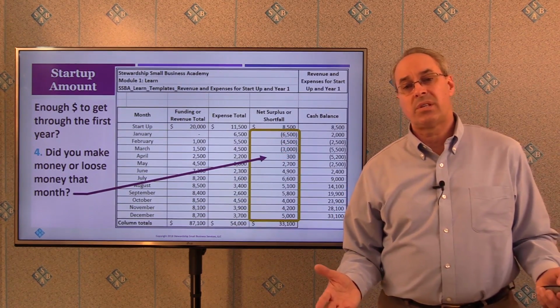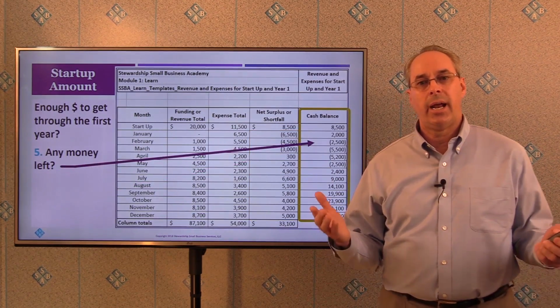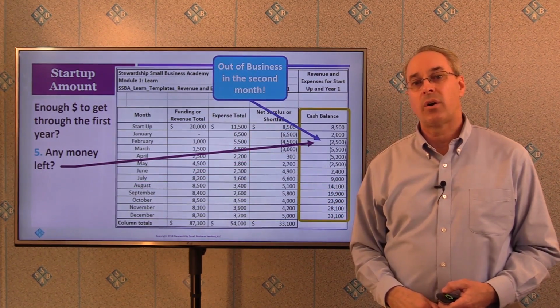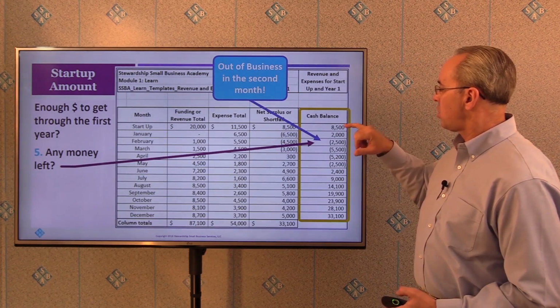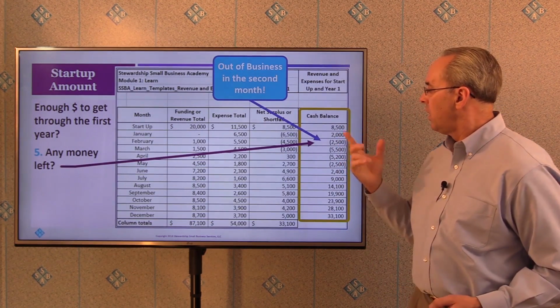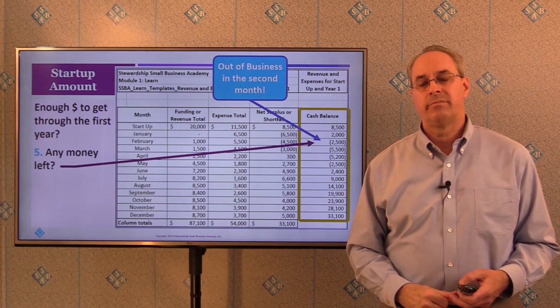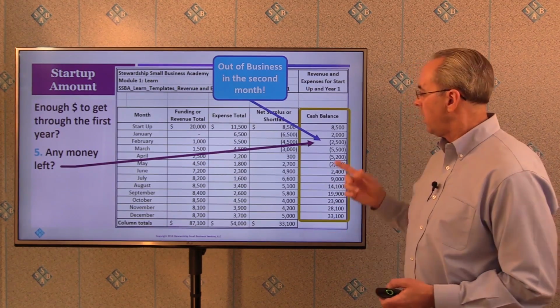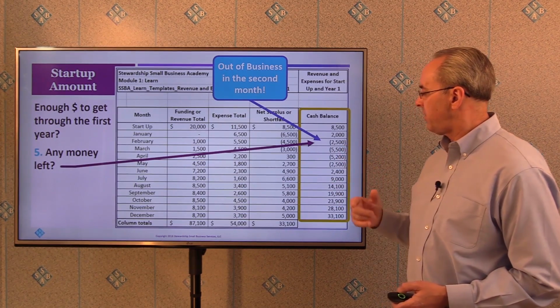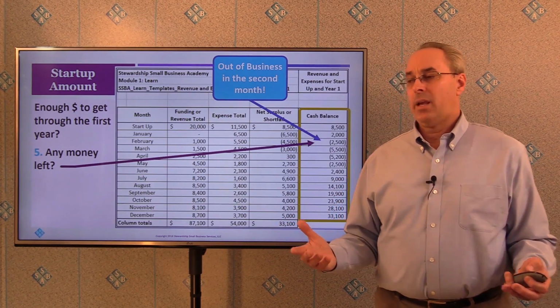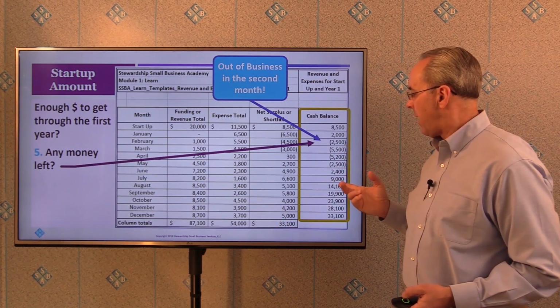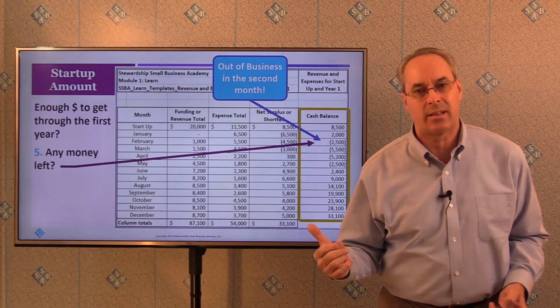But were they able to stay in business? And unfortunately, they are not. They're out of business in the second month. So here was their startup, here was month 1, month 2, they had a $2,500 negative. Couldn't get through it. Then the next month it was 55 and 52 had they been able to stay in business. But if you're done here, it doesn't matter if you're making money here because you never get there.